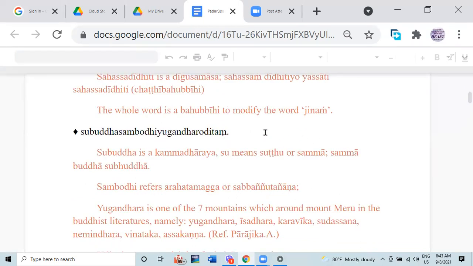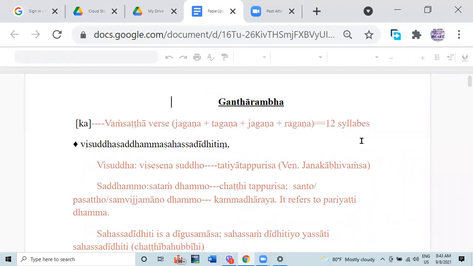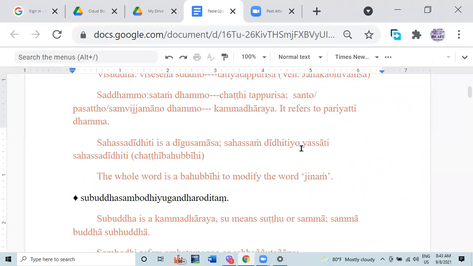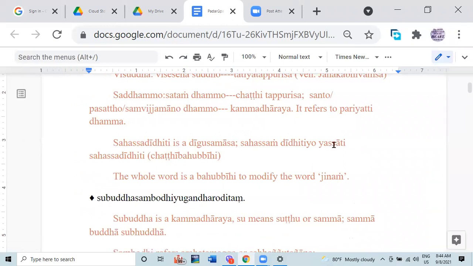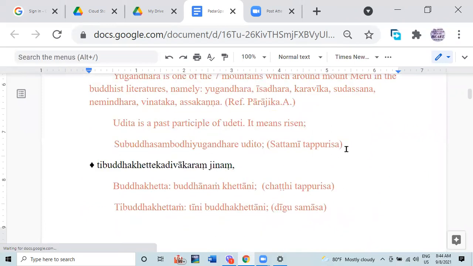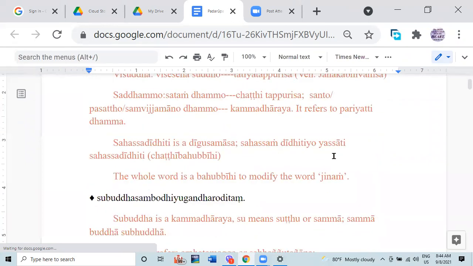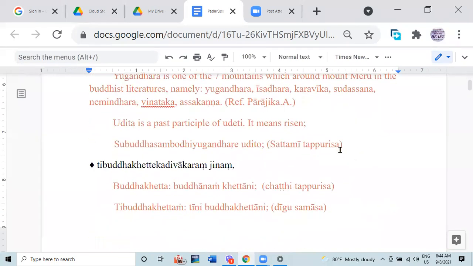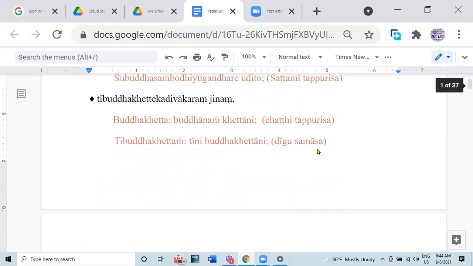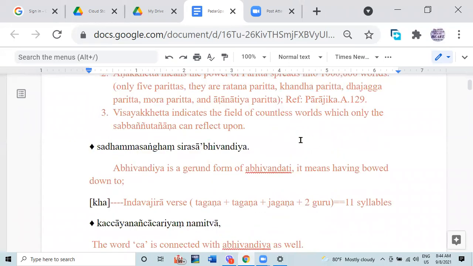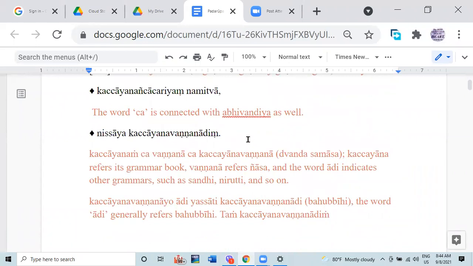good. Okay. Sally and Ryan, the student. So there are some important points in the verses we learned last week. So I want to repeat. You see here. Nisaya, Kaccayana, one another, okay?